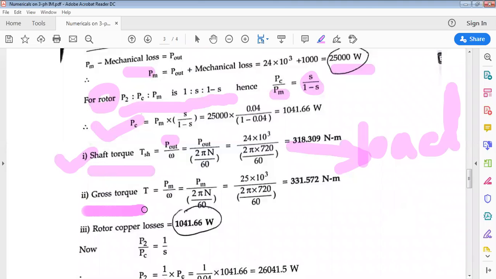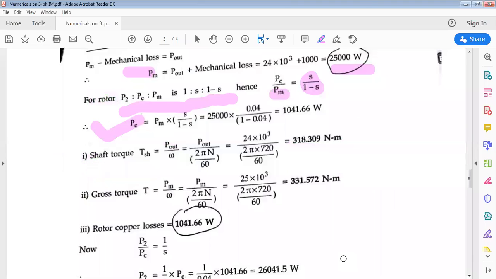And what about the gross torque developed? It's PM by omega. Clear? Everyone got it? Shaft torque and gross torque, how to calculate? P is equal to T omega only you have to use. But which power is delivered to the load? P out. So whatever torque you get from that is the useful torque, the shaft torque. How much gross mechanical power is the rotor developing? PM. So the respective torque is the gross torque. Clear, both the torques?